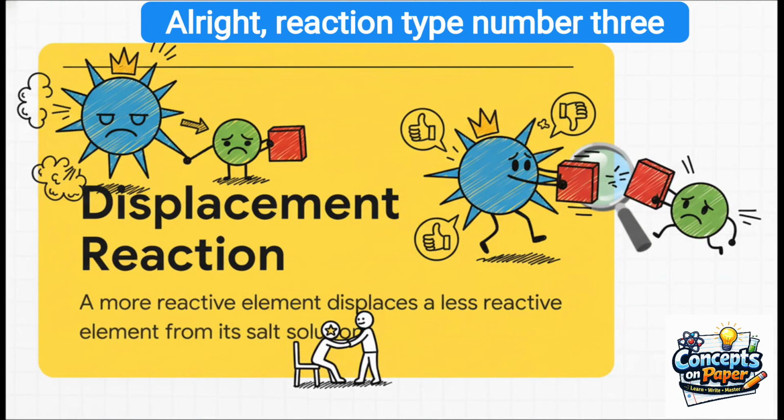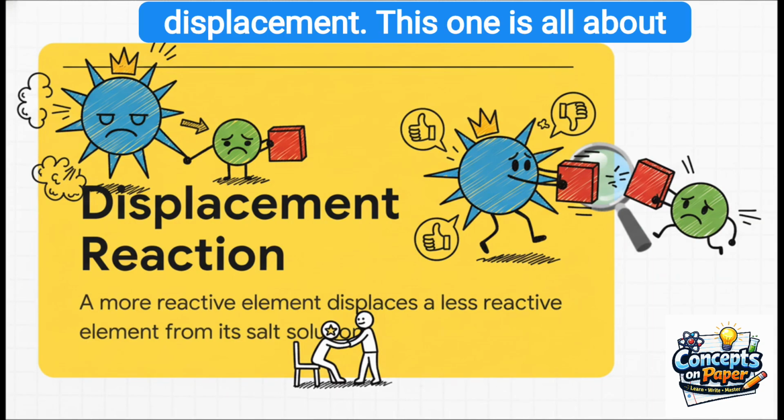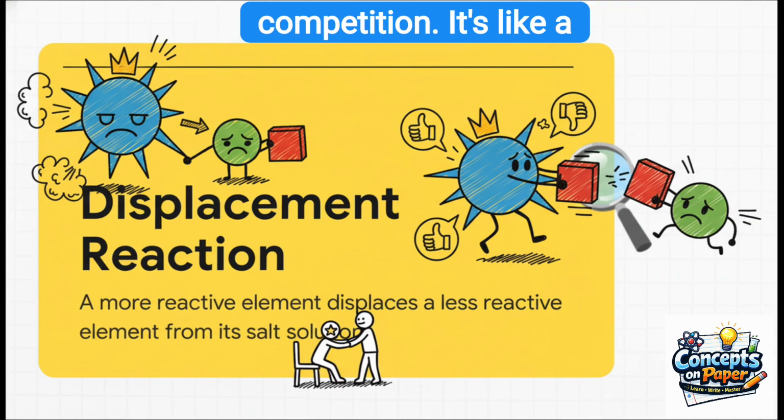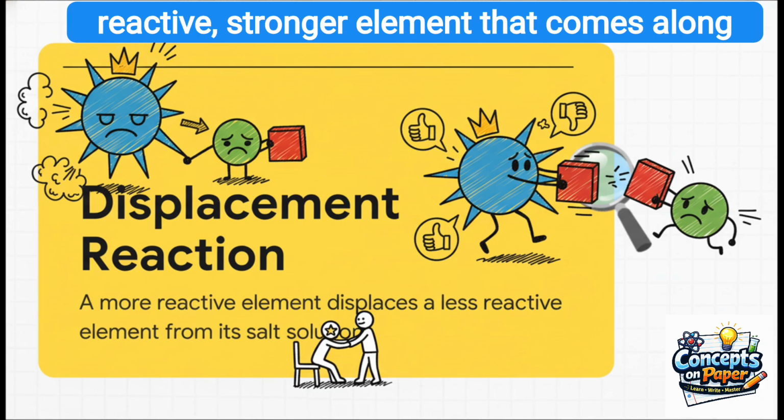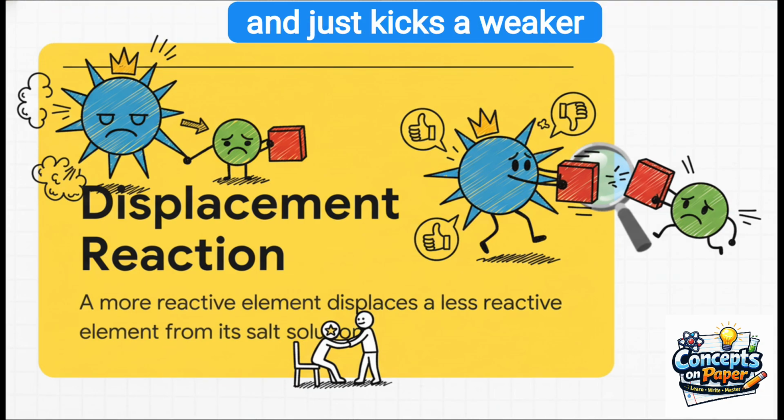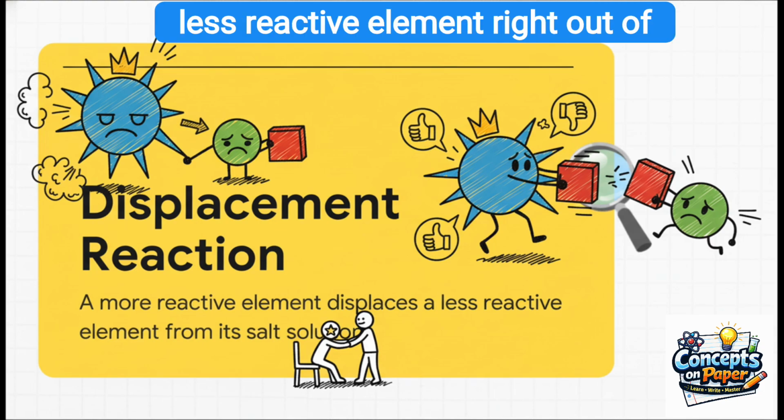All right, reaction type number 3, displacement. This one is all about competition. It's like a chemical popularity contest. You have a more reactive, stronger element that comes along and just kicks a weaker, less reactive element right out of its compound.